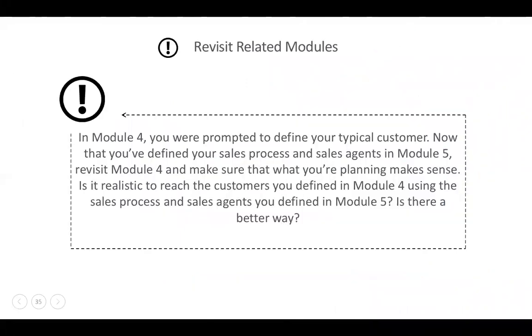So in Module 4, you were prompted to define your typical customer. Now that you've defined your sales agent, sales process, and sales agents in Module 5, revisit Module 4 and make sure that what you're planning makes sense. Is it realistic to reach the customers you defined in Module 4 using the sales process and sales agents you defined in Module 5? Is there a better way? Discuss with your mentor.